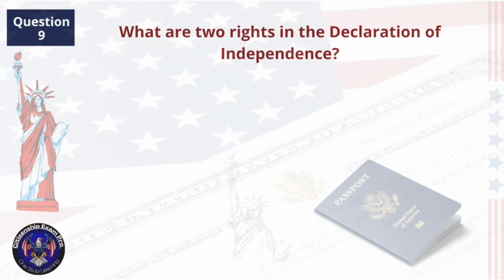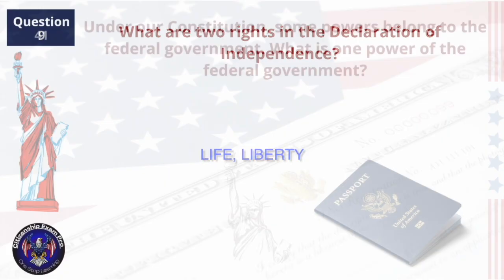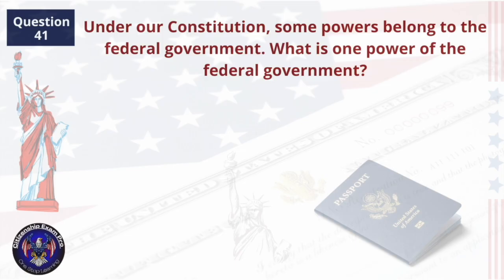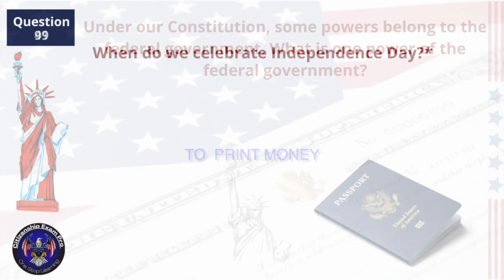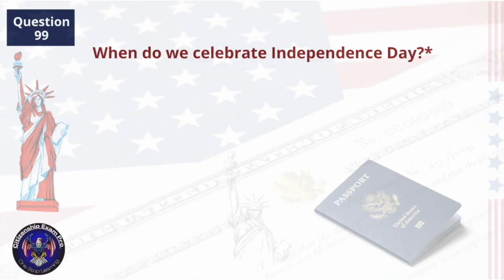What are 2 rights in the Declaration of Independence? Life, liberty. Under our Constitution, some powers belong to the federal government. What is one power of the federal government? To print money. When do we celebrate Independence Day? July 4th.